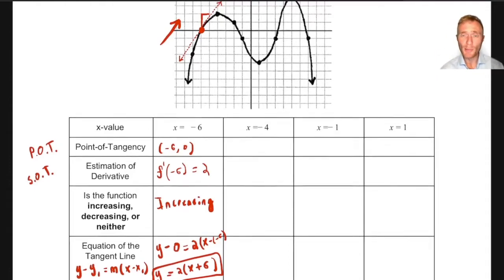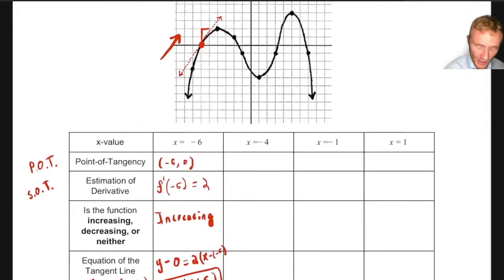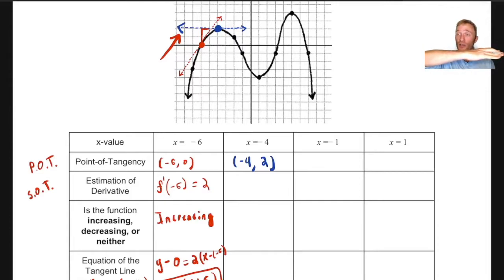We're going to look through a couple more of these just to get the hang of it. At x equals -4, 1, 2, 3, 4, that's this point right here. I'm going to do that in blue, and I'm going to draw a tangent line here. Now this tangent line has a point of tangency at (-4, 2). We have a flat horizontal line, change in y divided by change in x. There is no change in y ever to that blue line.